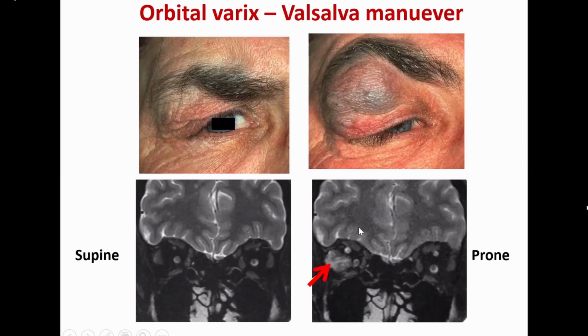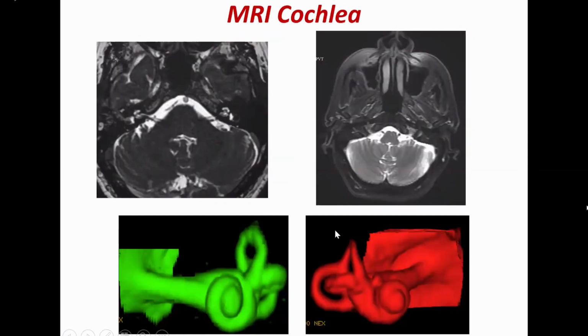If you see here, this 59-year-old person, his right eye bulges on straining. So what you need to do is put the patient in supine, do an imaging, and put the patient in the prone position. The straining will demonstrate the orbital varix. So this is known as the Valsalva maneuver technique in orbital imaging, particularly to demonstrate a varix. Okay? Right.